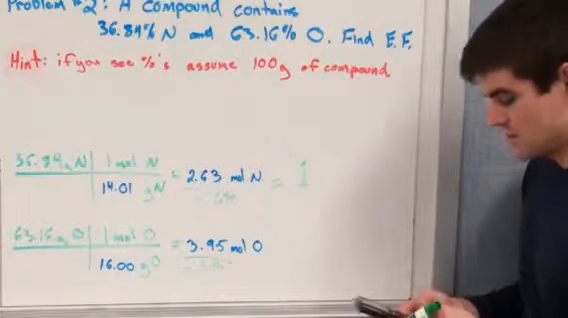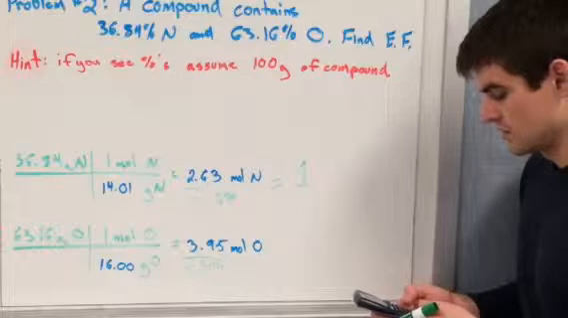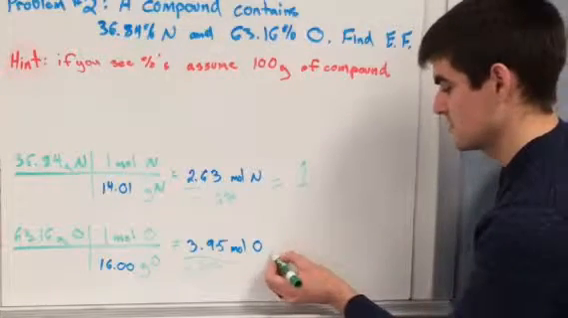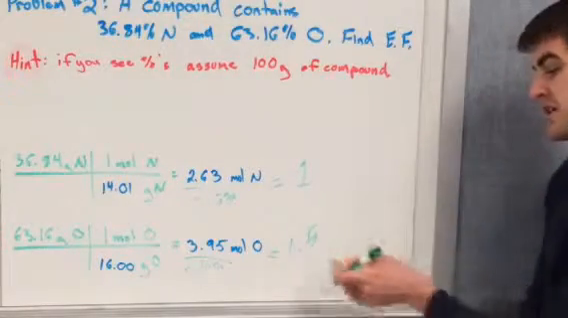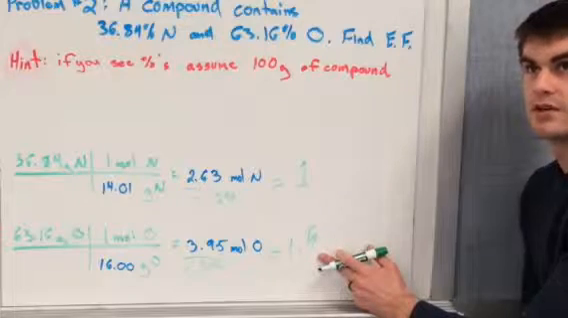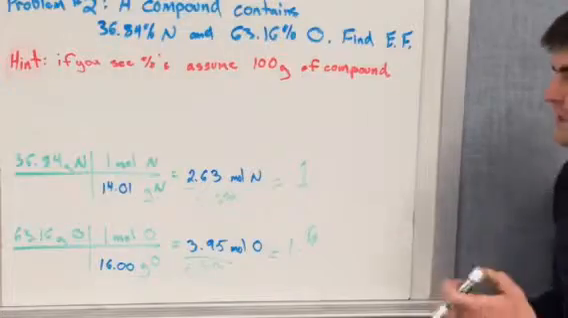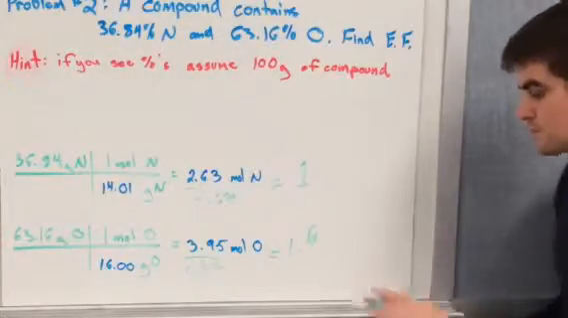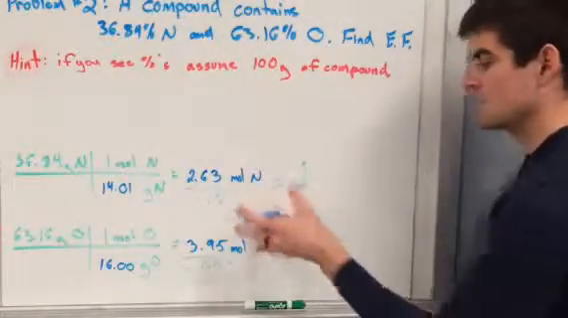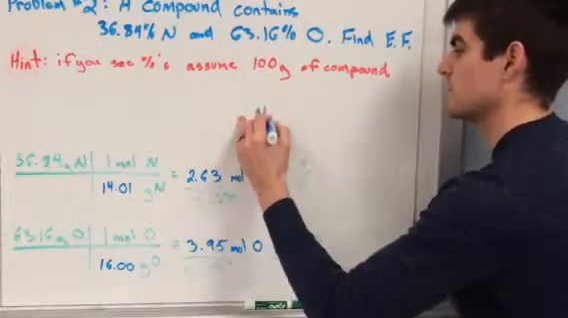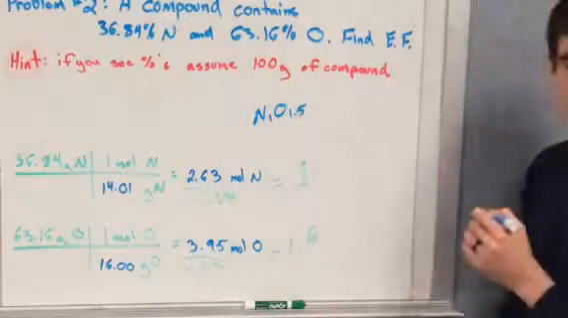Do a little math here. 3.5 divided by 2.63. This we get as 1.5. Alright, so now I have a 0.5. How do I get rid of it? I need to multiply it by 2. So let's think about this. I'll write in a little different spot here. So what this says right now is that I have 1 nitrogen and 1.5 oxygens.